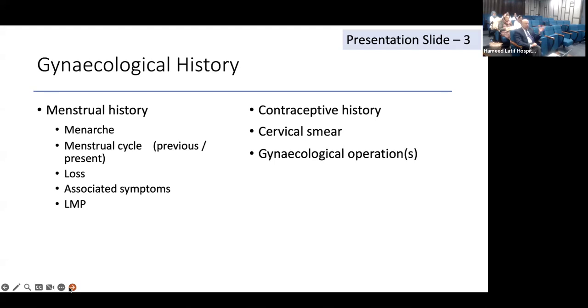Then in women who are sexually active and those who are married in our society, and have been married for some time, contraceptive history is important, whether they have used it or not. And if yes, then what kind of contraceptive? Barrier method, natural, the so-called physiological method, or intrauterine device, or whatever, it should be mentioned if they have used contraception. History of cervical smear, whether it was taken, when it was taken, and how frequently she has had a cervical smear in her reproductive life particularly, and any gynecological operations.